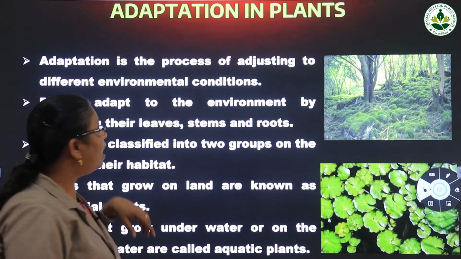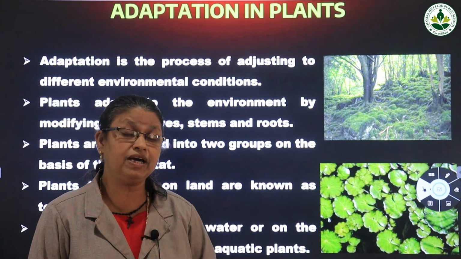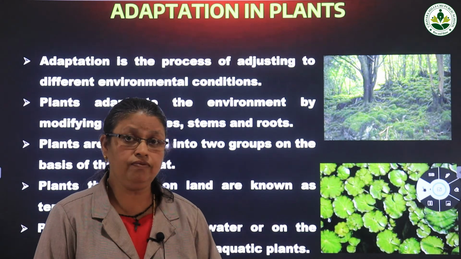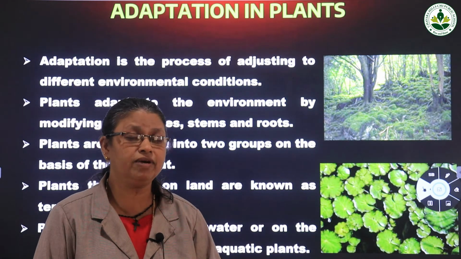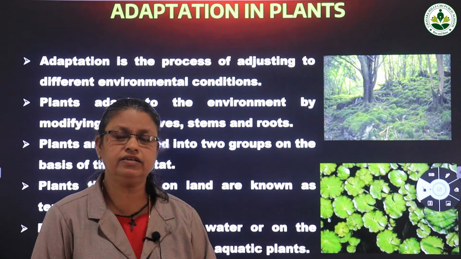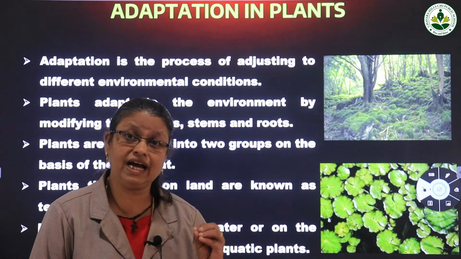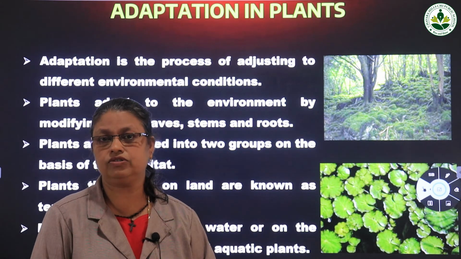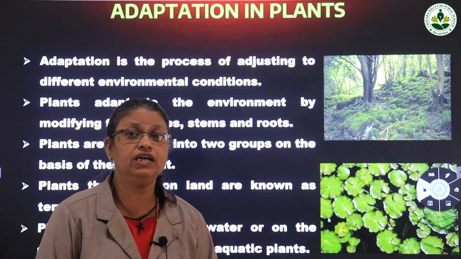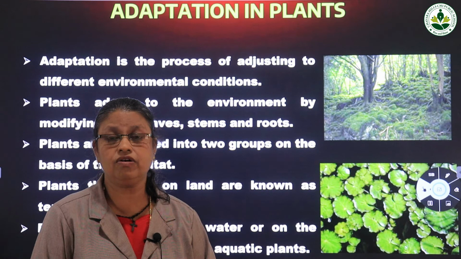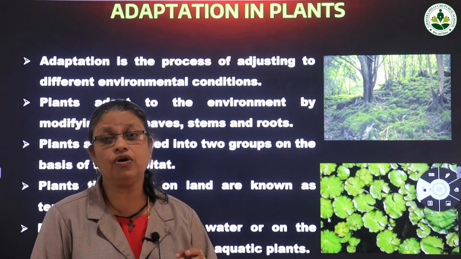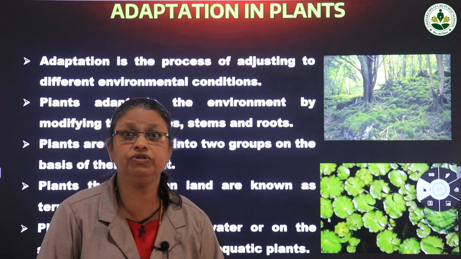So next one, adaptation in plants. What is meant by adaptation? Adaptation is the process of adjusting to the environmental conditions. In whichever environment the plant survives, it should adjust to that environment. That is called adaptation. So there are two types of plants according to their habitat.